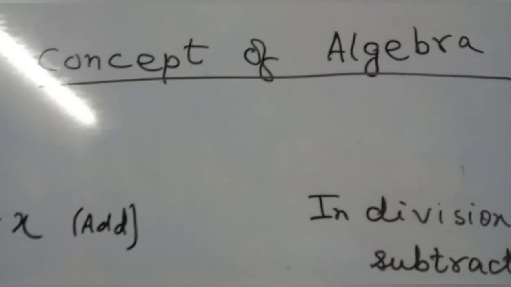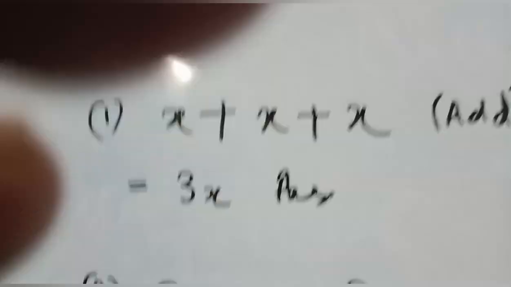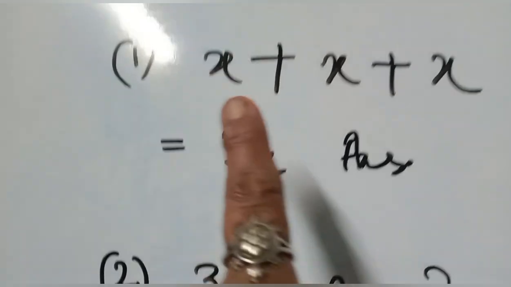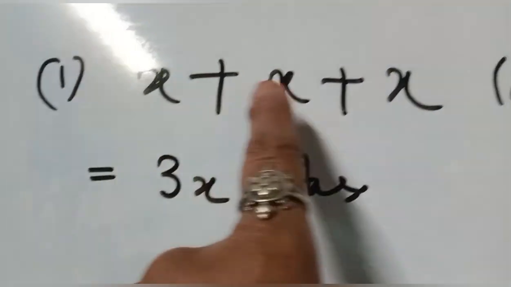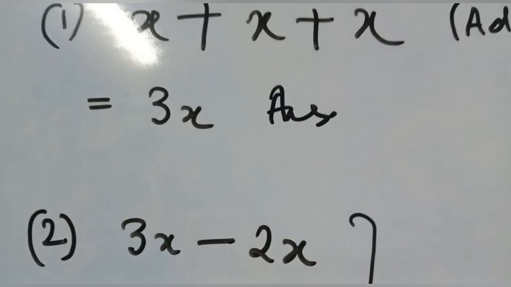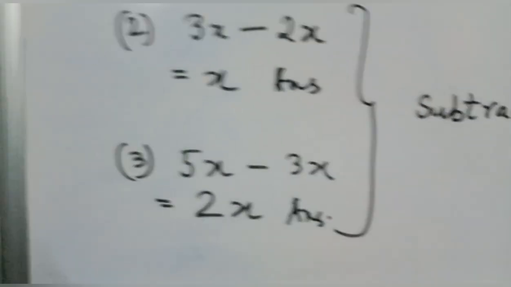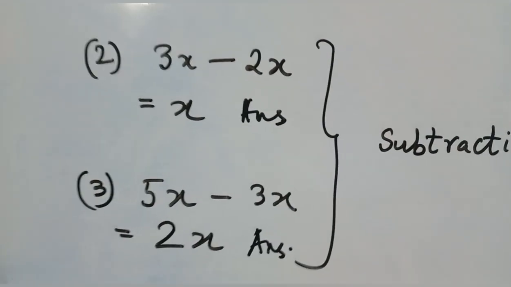So we are dealing with the concept of algebra. Let me first come to this one. We are adding x. X plus x plus x. 1x, 2x, 3x. Okay, we are adding. Answer is 3x. Right? Now we are doing simple subtraction.